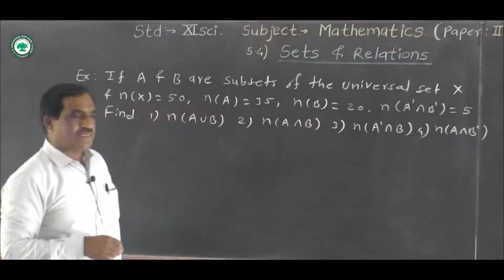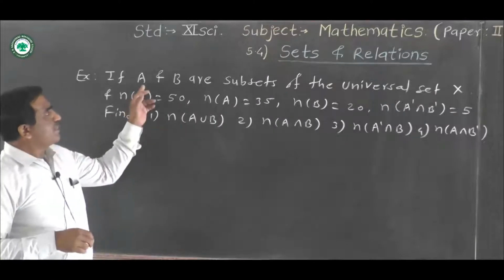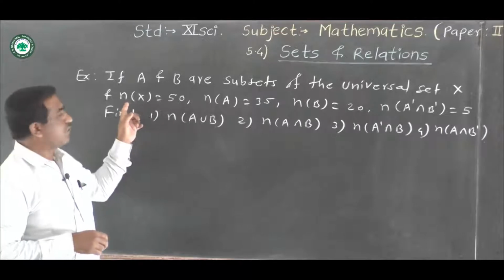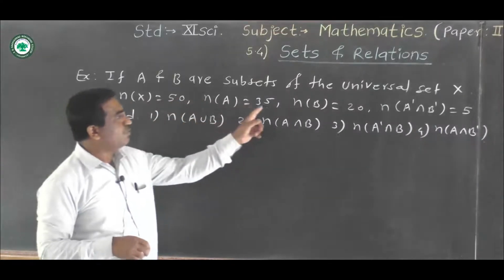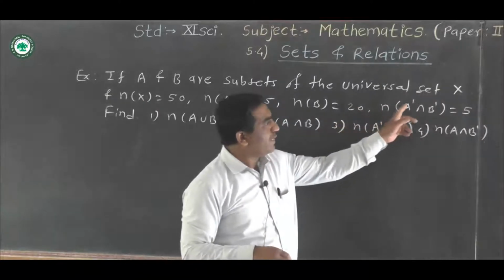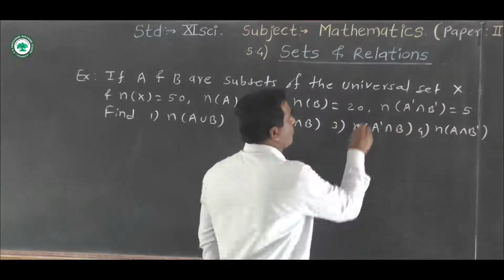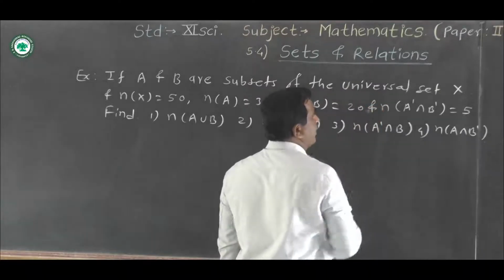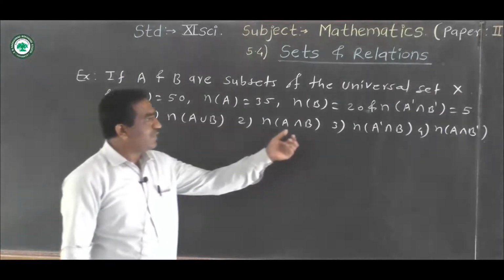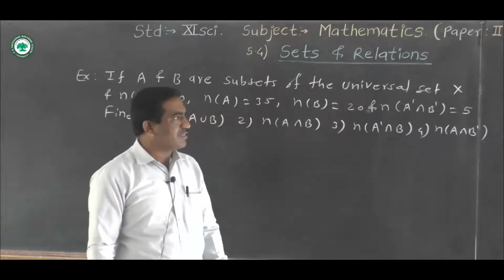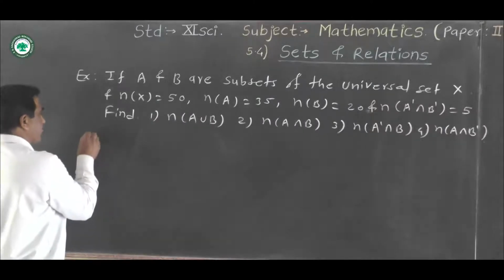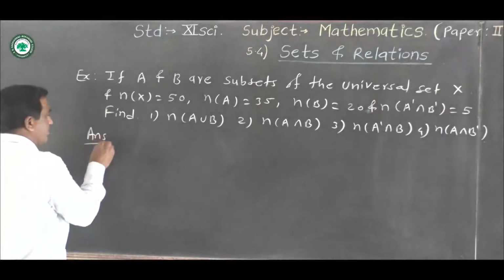Okay, now in this example we are given two sets, A and B, which are subsets of universal set X, and also given n(X) equal to 50, n(A) equal to 35, n(B) equal to 20, and n(A' intersection B') is equal to 5. Now we have to find n(A union B), n(A intersection B), n(A' intersection B), and n(A intersection B'). Okay, now the answer for this example.